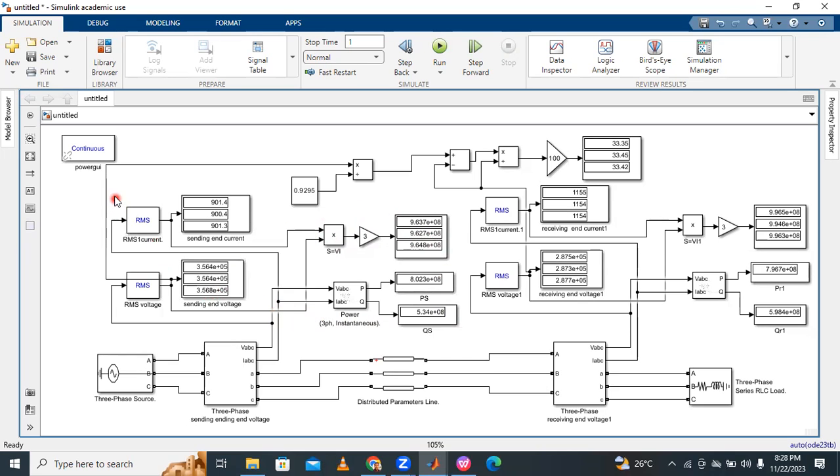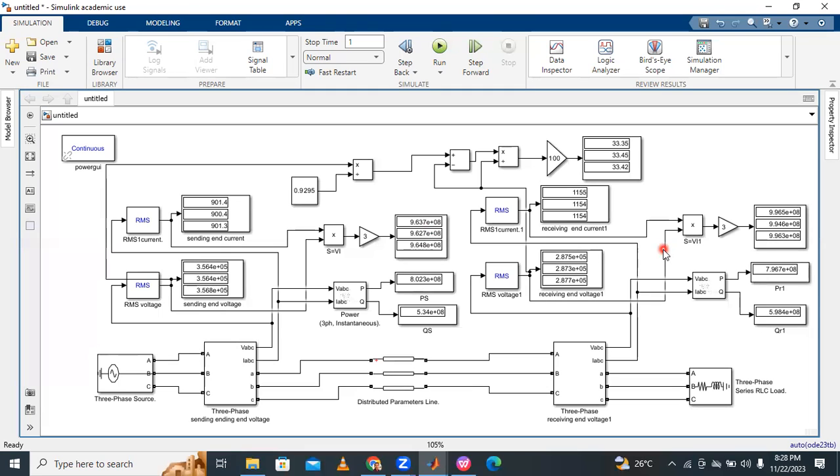Then copy all the components of the sending end side measurements and paste them for the receiving end side. The same blocks are required for measurement of receiving end power, receiving end current, receiving end voltage, and apparent power.